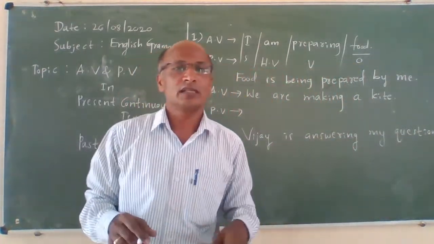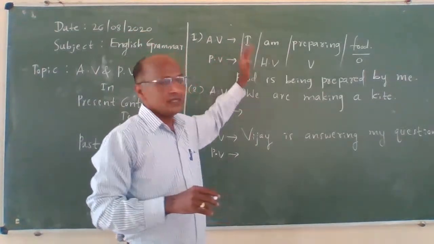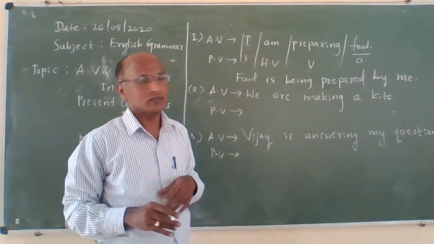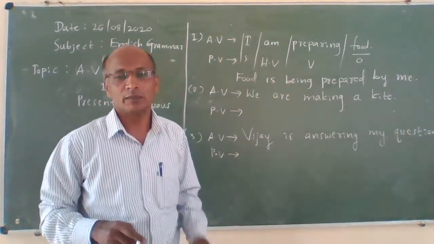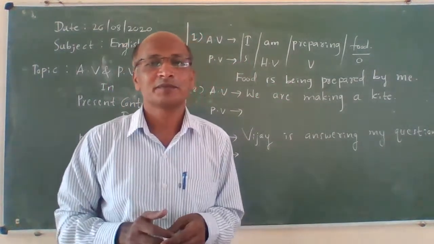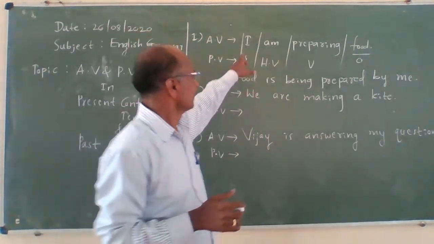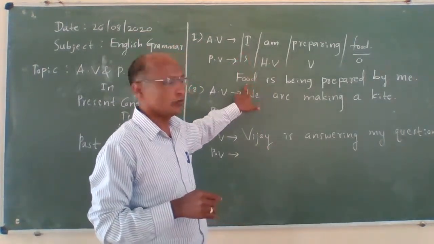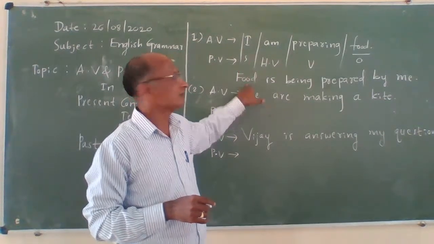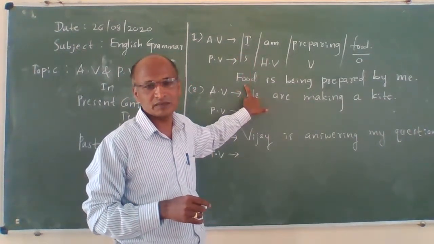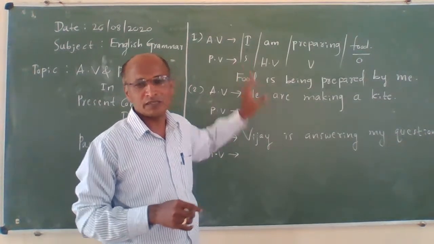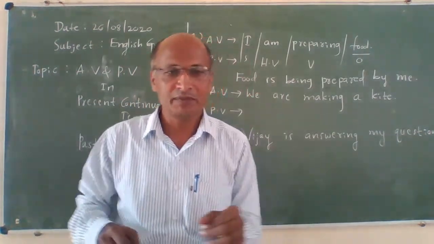Dear students, try to understand. I am preparing food. The meaning of this sentence, food is being prepared by me, the meaning of this sentence is same. Here, I is the subject. In this sentence, I is the subject. Here, in this sentence, food is the subject. The position of the subject and the position of the object is different.